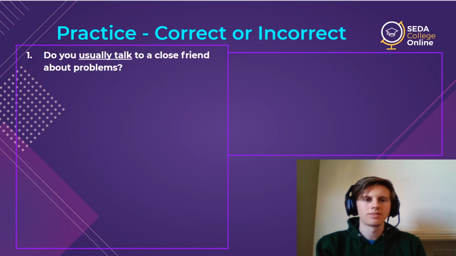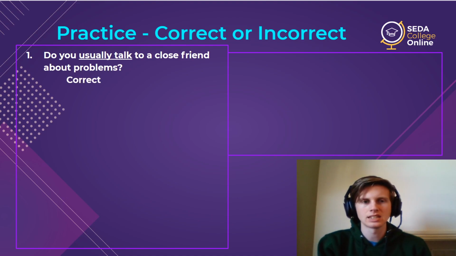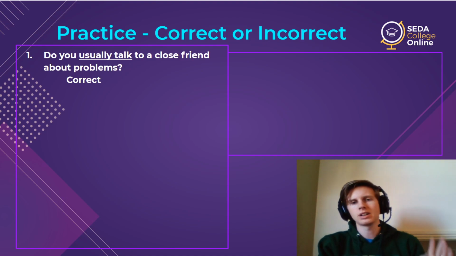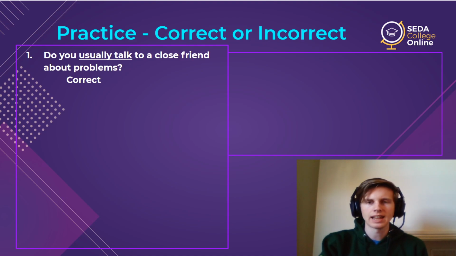So the first: do you usually talk to a close friend about problems? So is everything in this correct? Is it a present habit? Is it something that is happening now or in the past? Well, if you say correct, you are correct. Nothing wrong with this sentence. I usually talk to my friend. So this is exactly how this will work. I'll show the sentence, and then I'll show the answer, and we'll continue for the next.